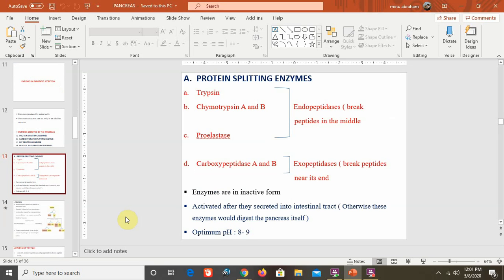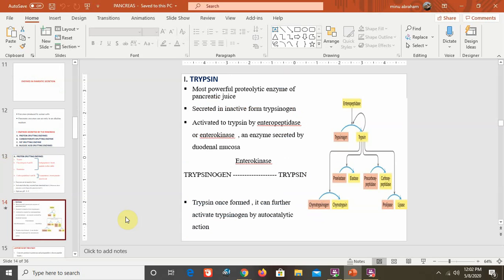Now the protein splitting enzymes include trypsin, chymotrypsin A and B, proelastase, carboxypeptidase A and B. The feature of all these enzymes is that they are secreted in an inactive form and only become activated once they are secreted into the intestinal lumen, or else in the pancreas they will be in the inactive form, and the optimal pH for the action of these enzymes is around 8 to 9.